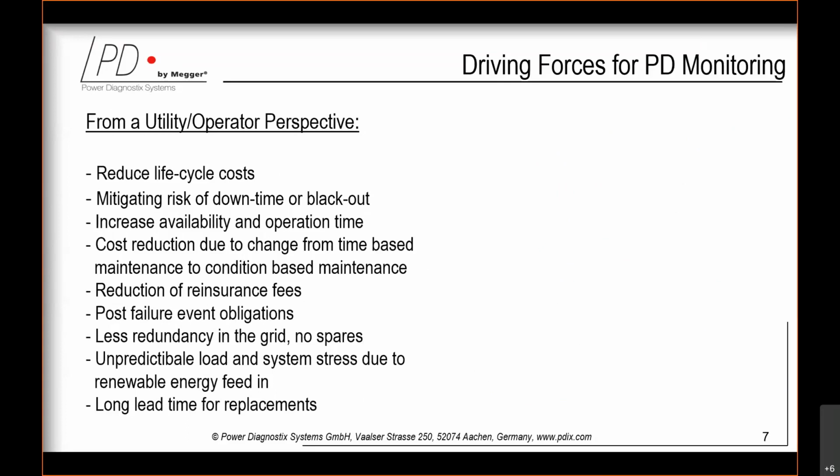You can increase the availability and the operation time by extending service intervals. You have a cost reduction due to change from time-based maintenance to condition-based maintenance. There's a reduction of reinsurance fees. Post-failure events might also be one reason to install a monitoring system. You can also use a monitoring system to reduce the redundancy in the grid by not having a spare transformer there, because you know, okay, this one is good, I will keep it running.